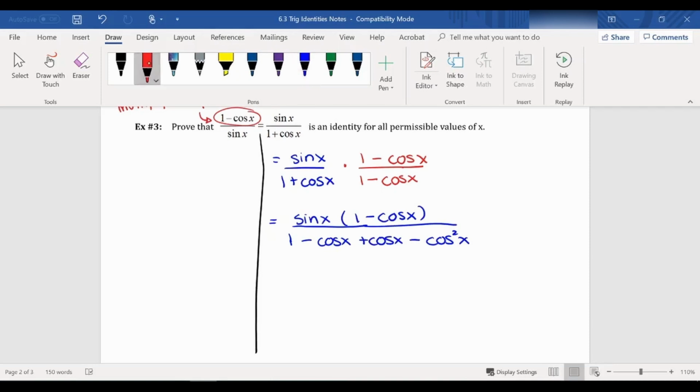Now on the bottom, you'll see that you have a cosine minus cosine. Those cancel. And those middle terms will cancel every time you do a conjugate.